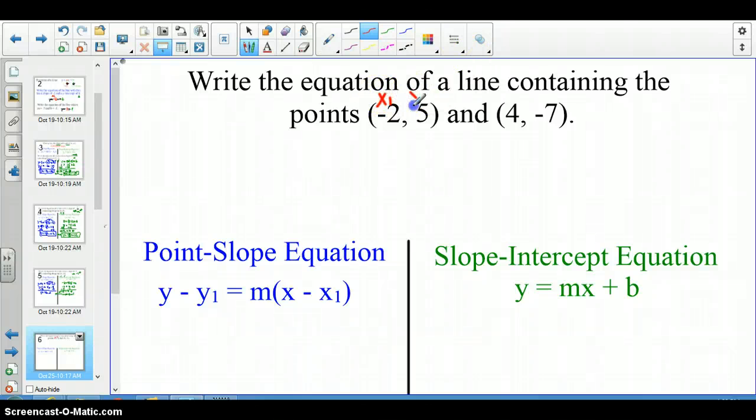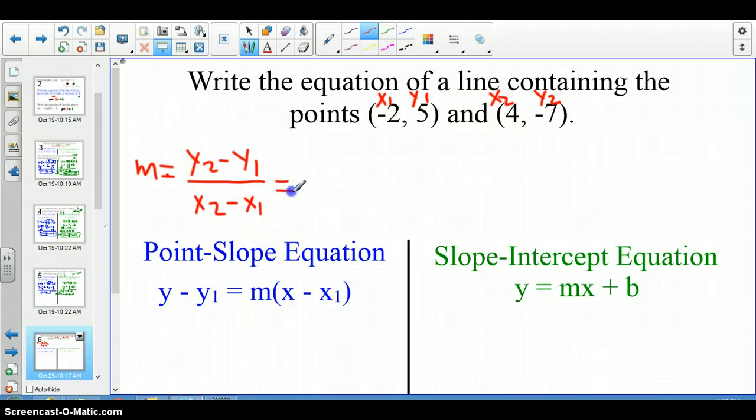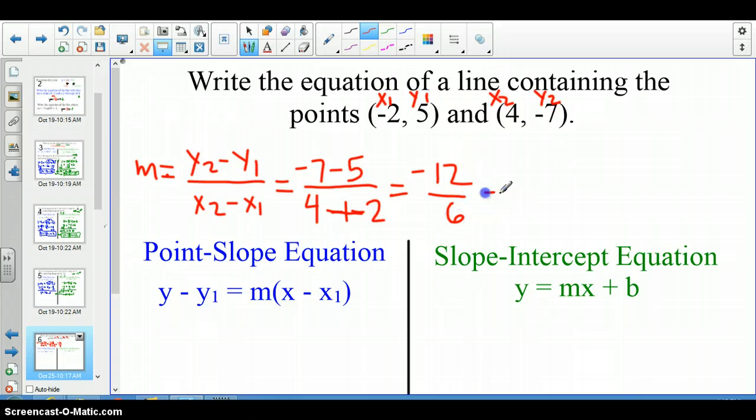So x1, y1, x2, y2. So m equals y2 minus y1 all over x2 minus x1. We need to find our slope first. So y2 is -7 minus y1, which is 5, all over x2, which is 4, minus x1, which is -2. Well, 2 negatives make a positive there. So now we get -12 over 6, which can simplify to -2. Now that is my slope. That's the slope you're going to use.